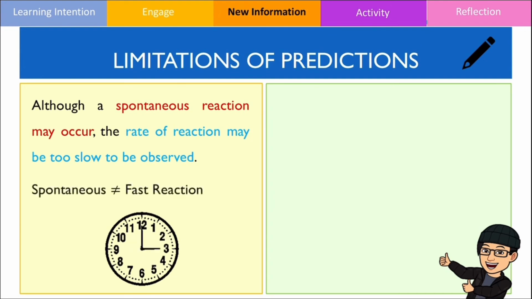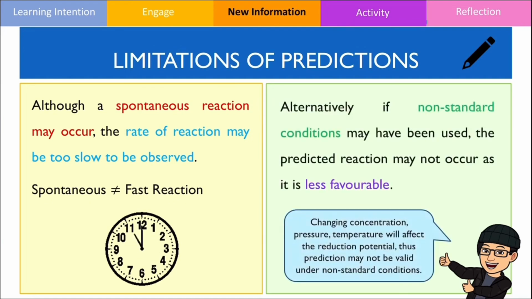Secondly, our predictions may not be accurate if we are conducting the redox reactions under non-standard conditions. If we change either the concentration, pressure, or temperature at which these reactions occur, please recall that the magnitude of the cell potential for the half equations will change, which will therefore change the order of the half equations on the electrochemical series. As a result, the predicted reaction may be less favorable if we complete it under non-standard conditions.